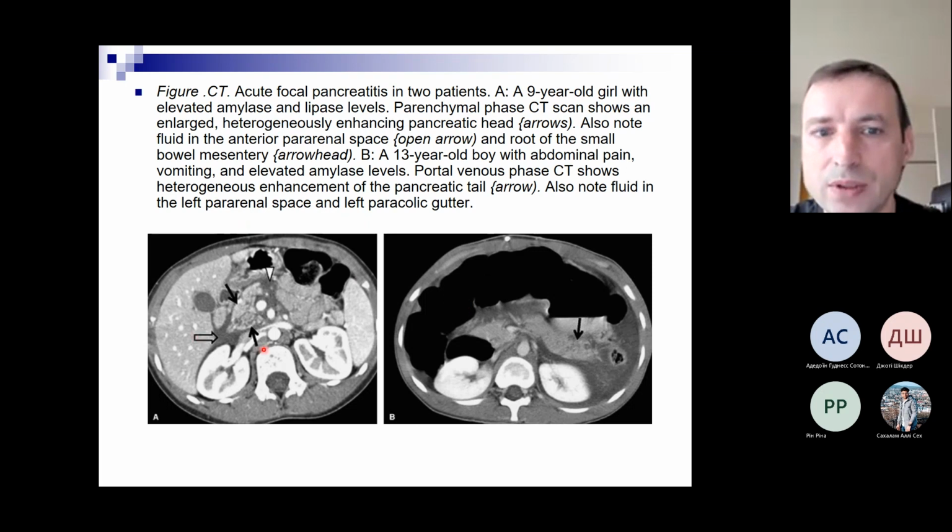At this CT, you see acute focal pancreatitis in 2 patients. At picture A, a 9-year-old girl with elevated amylase and lipase levels. Parenchymal phase CT scan shows an enlarged, heterogeneously enhancing pancreatic head. Also note fluid in the anterior pararenal space and the root of the small bowel mesentery.